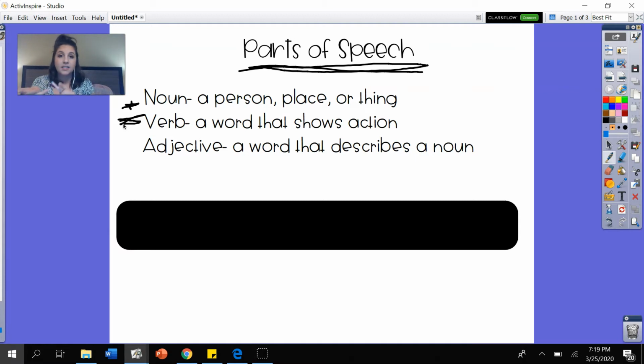Running, dancing, jump, hop, walk, talk, things that you can do, right? So you always ask yourself, can I do that? And if you can, it's probably a verb. And then an adjective is a word that describes a noun, right? It's a word that tells us what color, how many, stuff like that. Describes it. So your new one, can anybody take a wild guess at what might be under this black box?